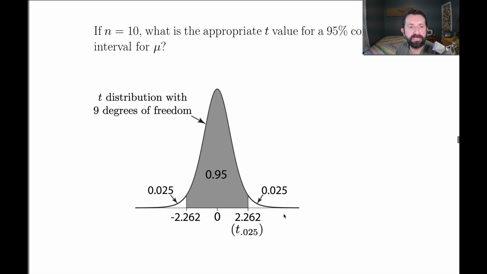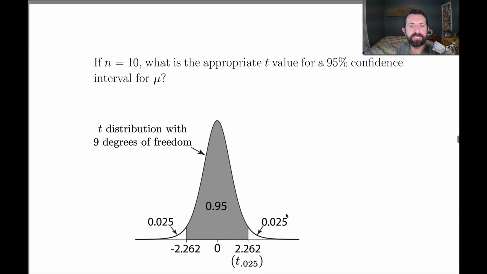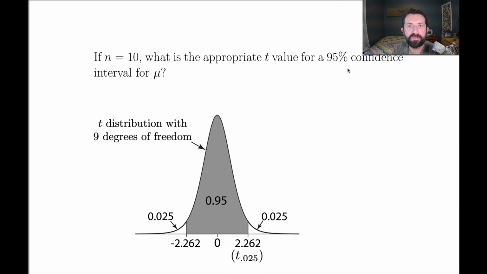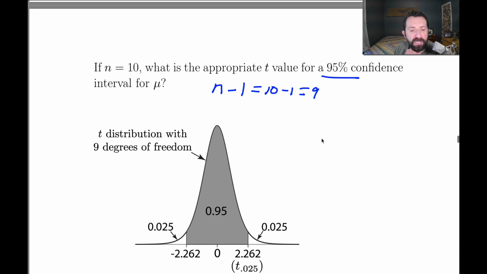So let's look at a basic one here. If n is 10, what is the appropriate t value for a 95% confidence interval for mu? When we're doing this, we have our t distribution with 9 degrees of freedom, because of course our appropriate degrees of freedom are n minus 1, 10 minus 1, that's 9. We've got that, and we're going to draw out this picture. When we're doing it by hand, we just casually draw this out, say zero here, and a t distribution looks something like this.